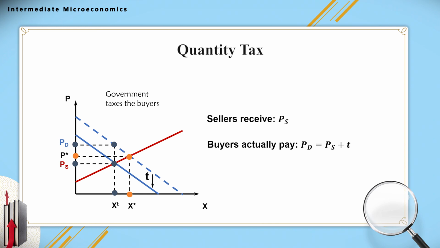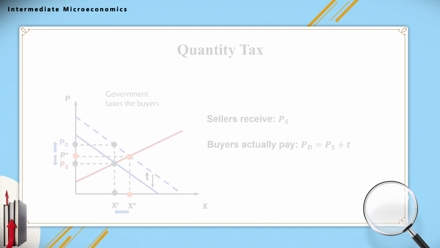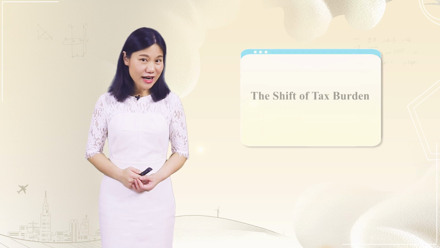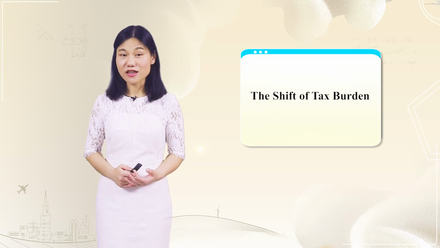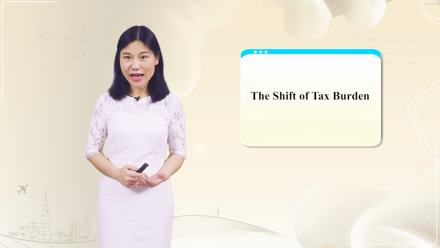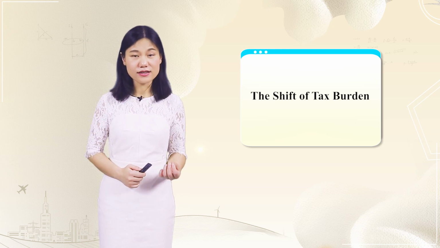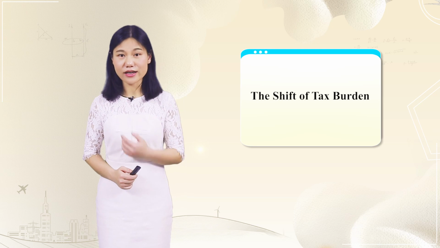Compare the equilibria before and after tax. Same as the tax on sellers, the tax on buyers reduces the quantity traded in the market, increases the demand price, and decreases the supply price. From the above analysis, we can see that if the tax rate is the same, the effect of taxing the buyer is the same as that of taxing the seller.